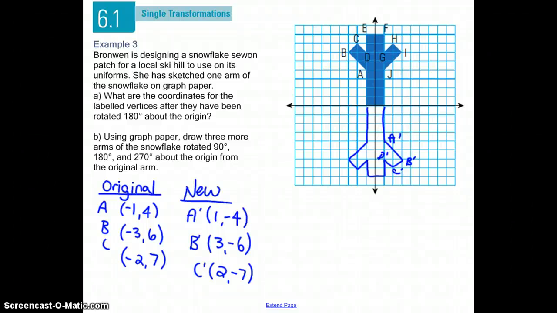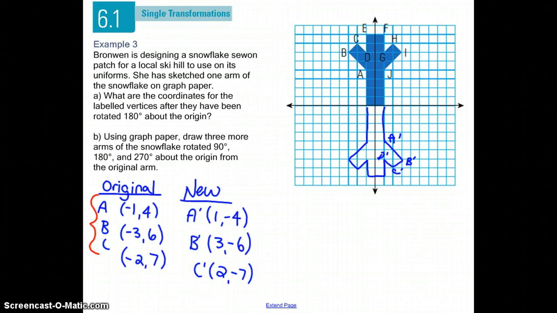We're continuing on with 6.1 single transformations, starting with example 3. What are the coordinates for the labeled vertices after they have been rotated 180 degrees around the origin? So I'm going to start by writing 3 of my original vertices. I'd like you to do the rest.